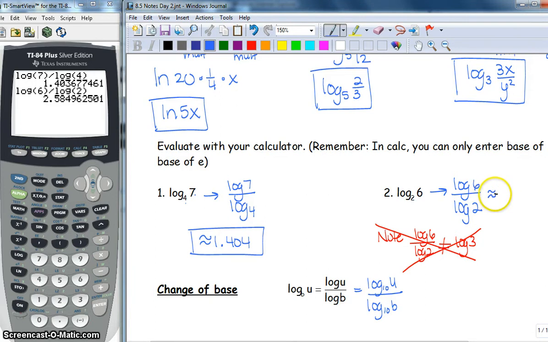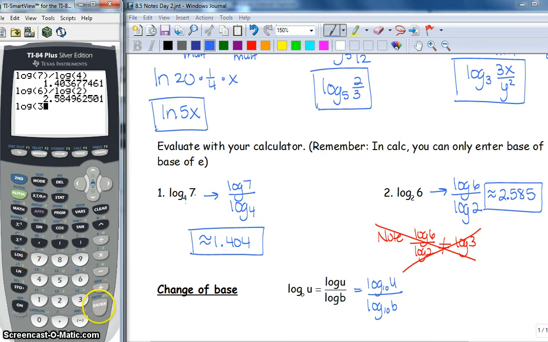That is about 2.585 when we round to the nearest thousandths position. And if you don't believe me, if we enter in log of 3, notice that you don't get the same answer. So just be really careful that you're not simplifying numbers that can't be simplified.